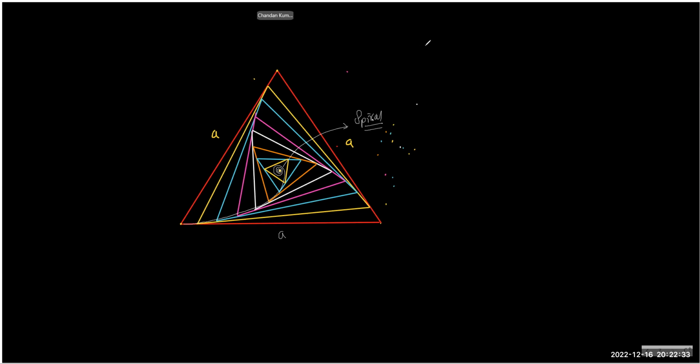Now, tell me one thing. Because everyone is moving with the same speed, v, after some time, when they shift to a new triangle, will their velocity of approach change or remain the same? What will happen to the velocity of approach? Will it change or remain the same?